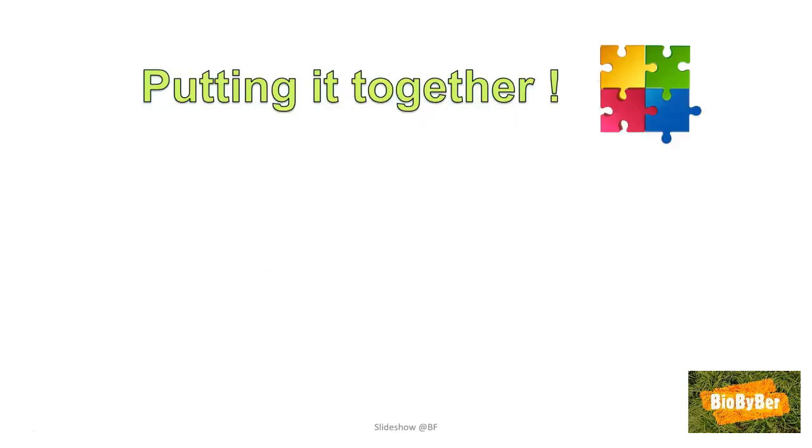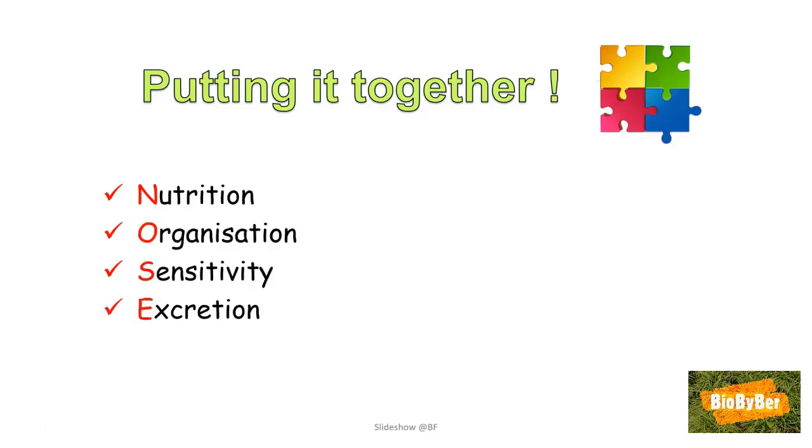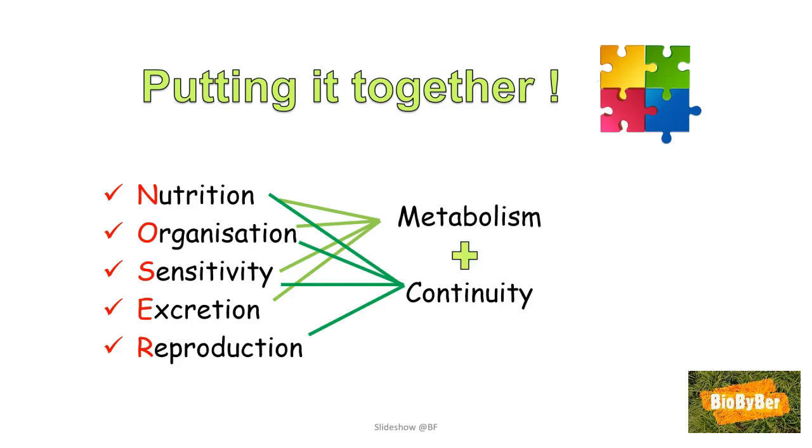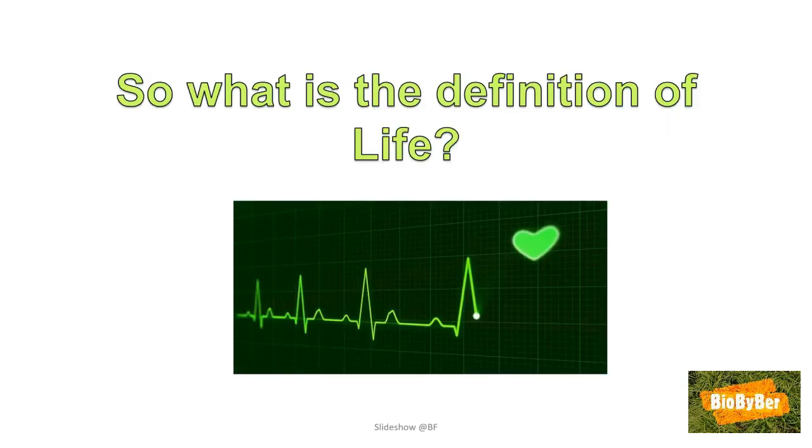Do you remember we put this all together in the earlier video? Nutrition, organisation, sensitivity, excretion, and reproduction were the characteristics of life. Nutrition, organisation, sensitivity, and excretion interacted together to carry out metabolism. Nutrition, organisation, sensitivity, and reproduction interacted to carry out continuity. When metabolism and continuity are put together, that will then give rise to life.